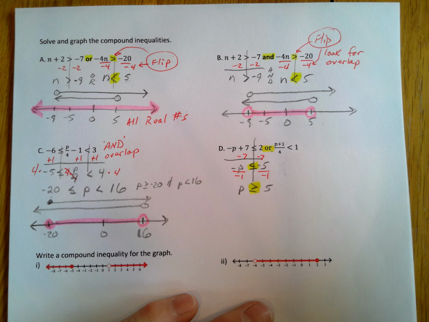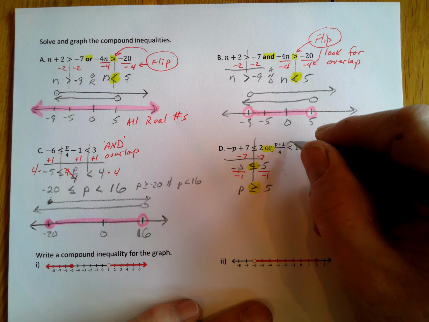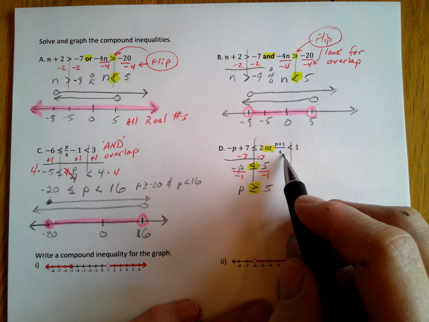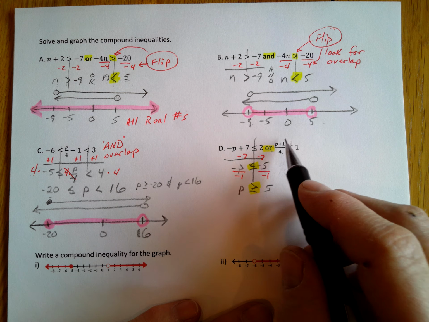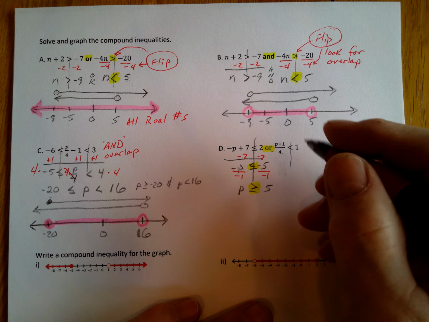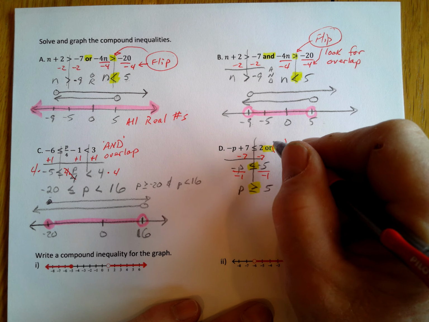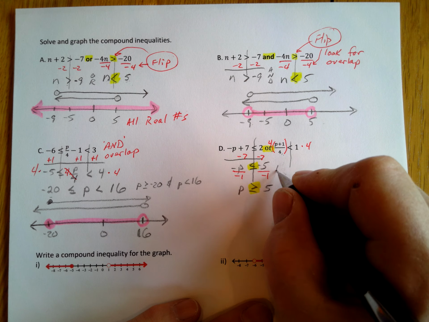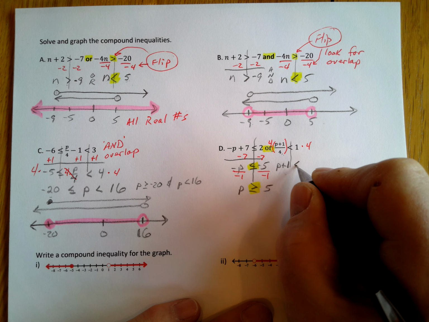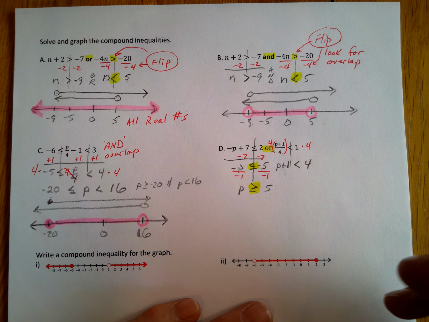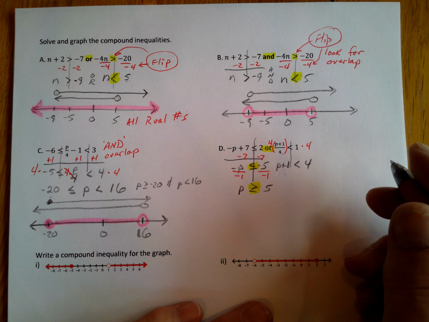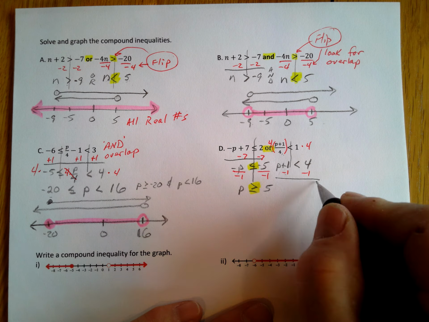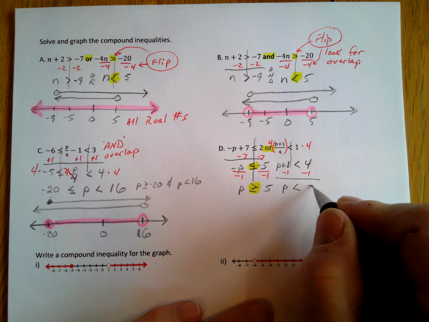Okay? Or. Let's just know that it's an or. Put the line down. This is add 1, divide by 4. So add 1, divide by 4. Undone is multiply by 4, subtract 1. So multiply by 4, multiply by 4. It's not negative, so I don't flip. P plus 1 is less than 4. Now I subtract 1 and subtract 1. P is less than 3.